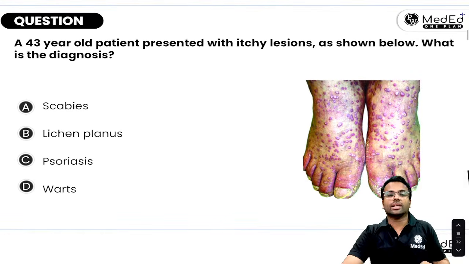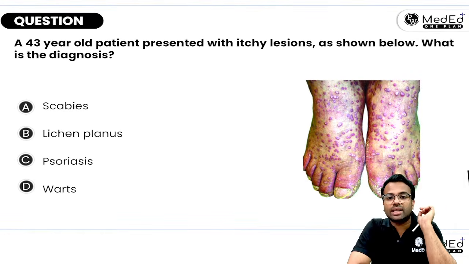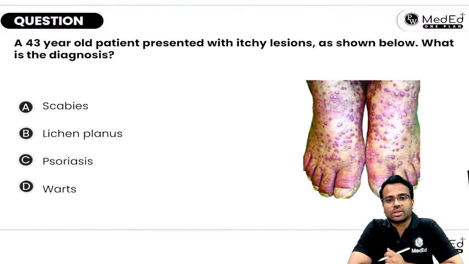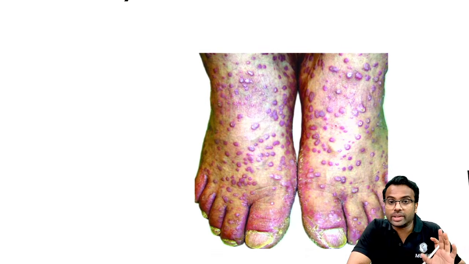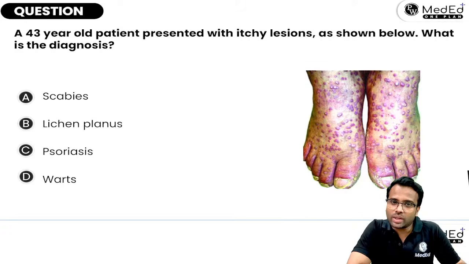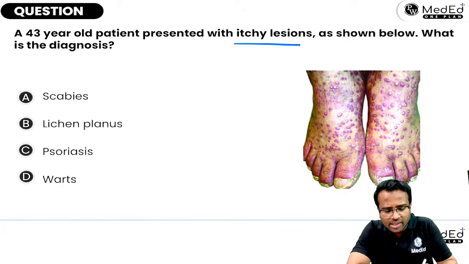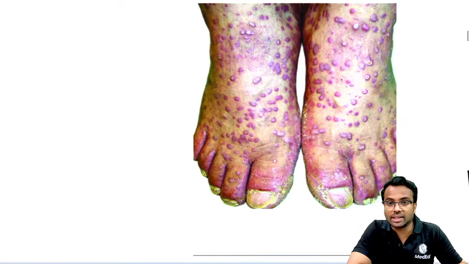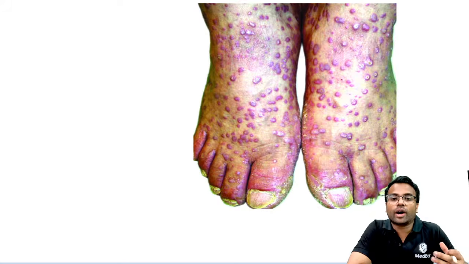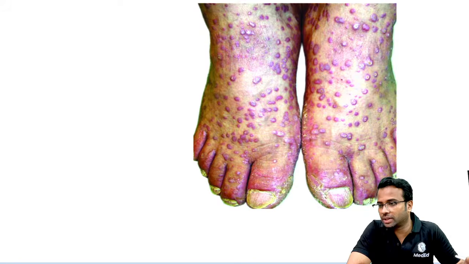A 43-year-old patient presented with itchy lesions as shown below. What is the diagnosis? This is the area where you have to always remember, when you get an image in dermatology, always try to describe the image, because the question says hardly anything. It only says that it is an itchy lesion. So when you describe, will you describe this lesion as red color papules, or violaceous or purple color lesions? What is it? Yes, it looks more like violaceous or purple color lesions, right?